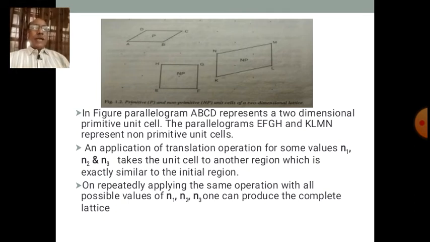On repeatedly applying the same operation with all possible values of N1, N2 and N3, one can produce the complete lattice. So, this is the concept of a unit cell.